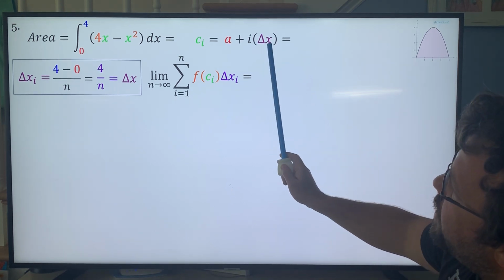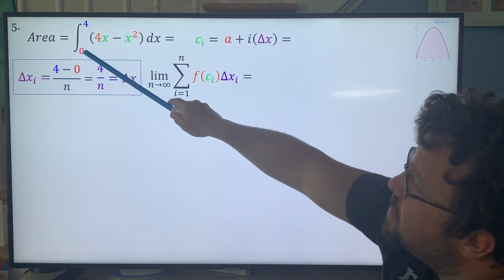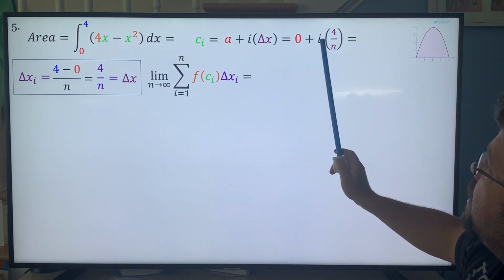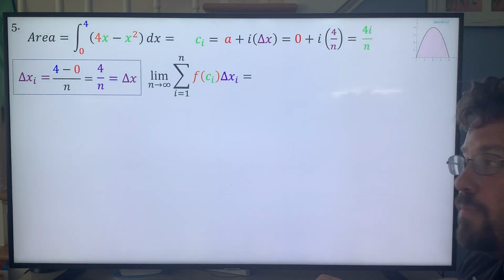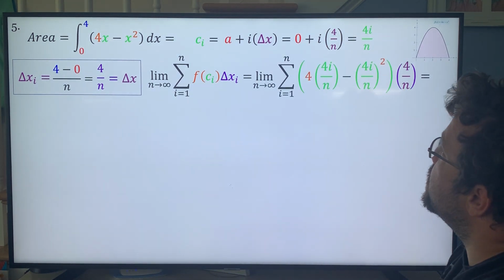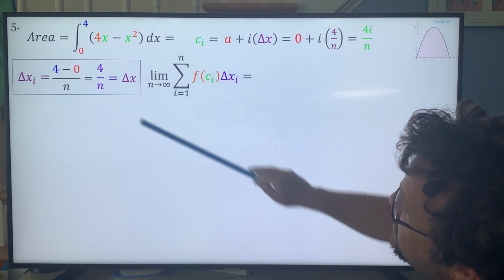A plus i times delta x. So you still good? A is 0, i, delta x is 4 over n. So it's just 4i over n. All right, so that is your CI. You good? Delta x, used to find CI.